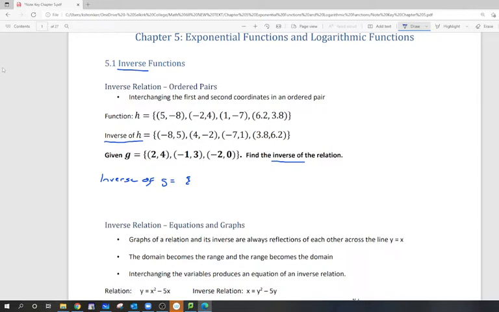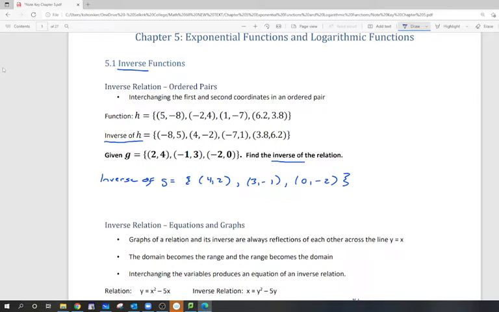So the inverse of G, you would just take your points. Instead of (2, 4), it would be (4, 2). Instead of (-1, 3), it would be (3, -1). Instead of (-2, 0), it would be (0, -2). That is the inverse of those points, or that set of points.